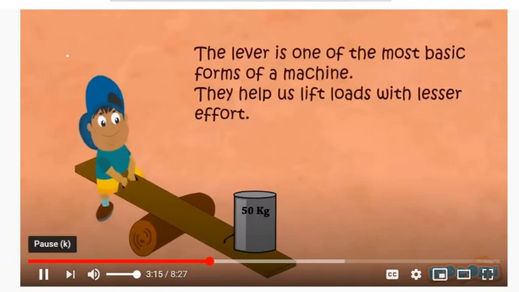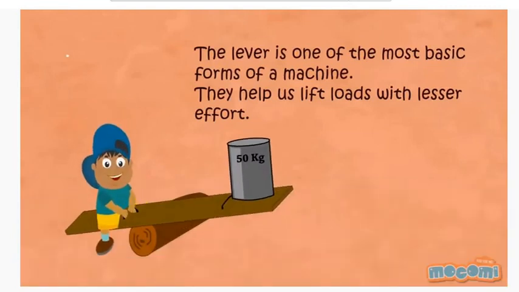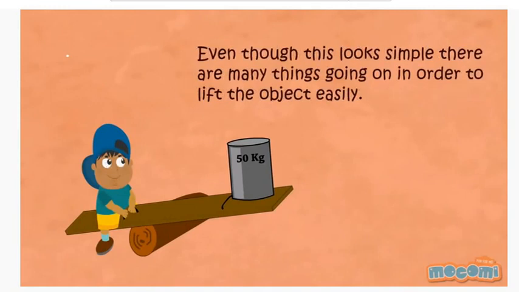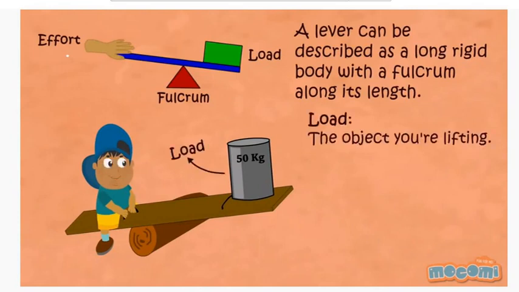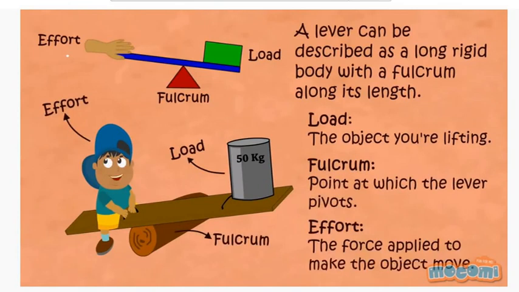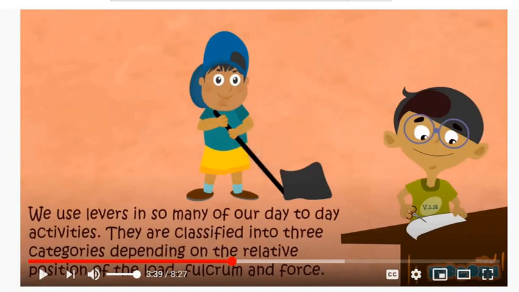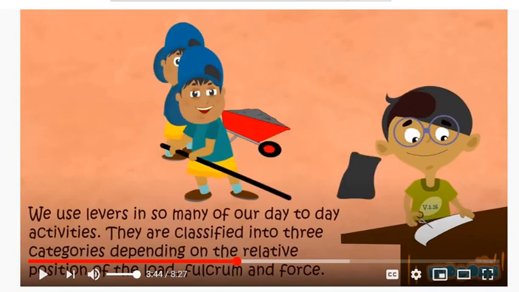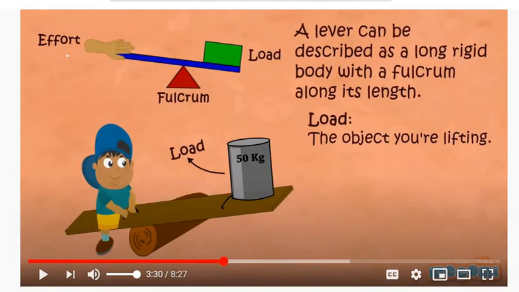Lever is one of the most basic forms of a machine. They help us lift loads with lesser effort. Even though this looks simple, there are so many things going on in order to lift the object easily. A lever can be described as a long rigid body with a fulcrum along its length. Load, the object you're lifting, fulcrum, point at which the lever pivots, effort, the force applied to make the object move. Okay, so I hope you're able to see the different parts of the lever. Trying to bring this back a bit. Right.